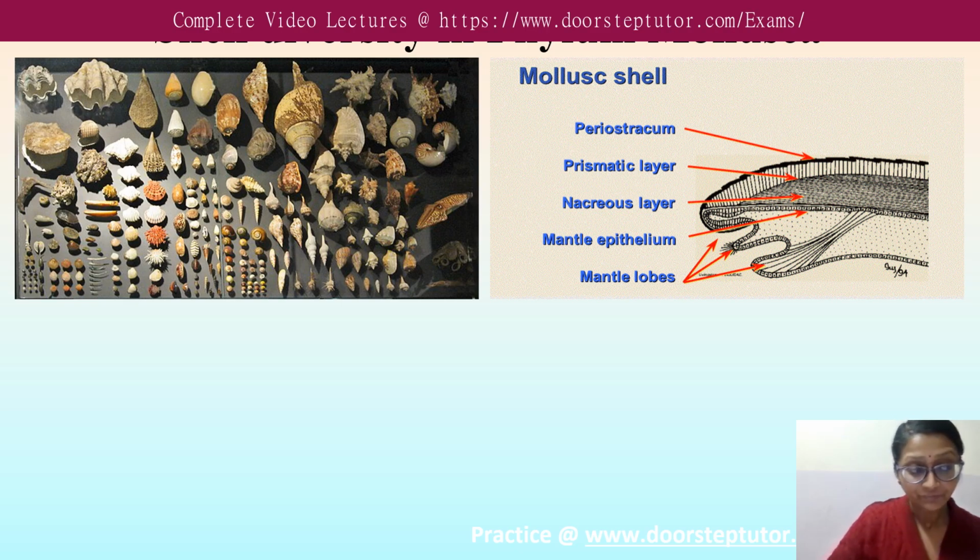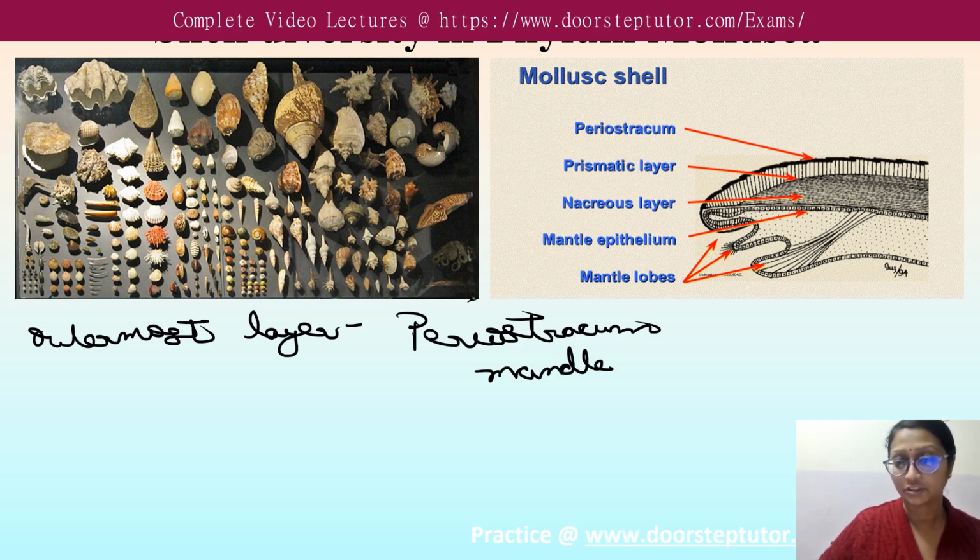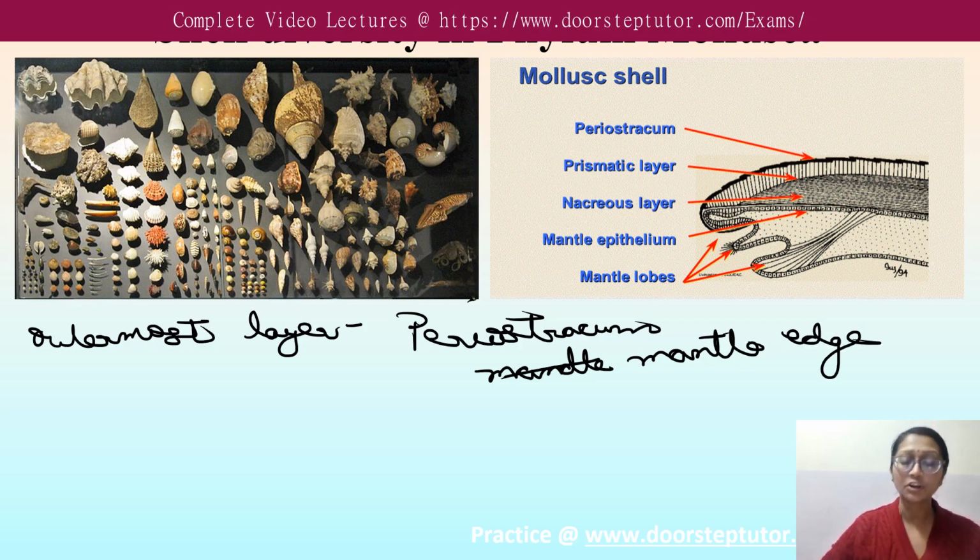Number 1, I'll just write down for you. The outermost layer is the periostracum. It is secreted from the mantle edge. Mantle, not mandle. It is the mantle edge. The second, or the middle layer, is known as the prismatic layer.